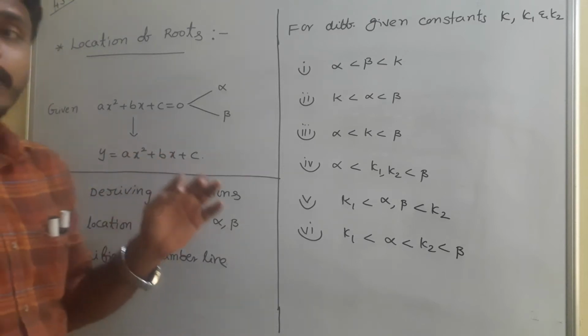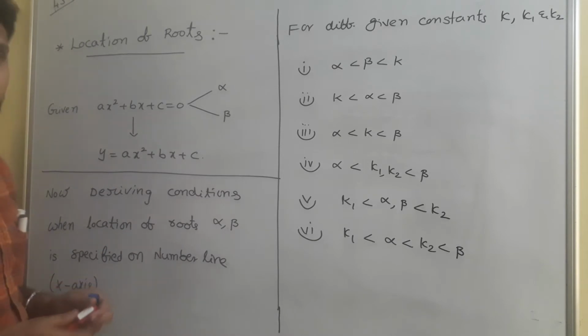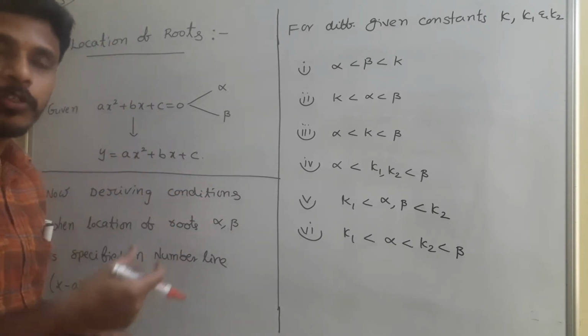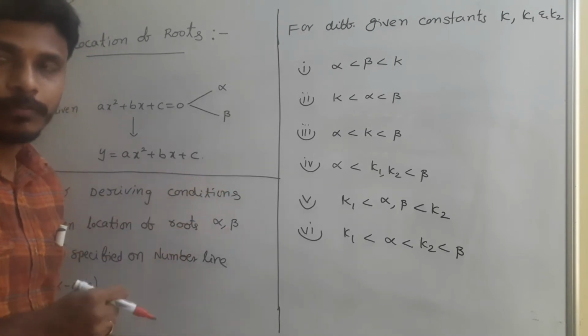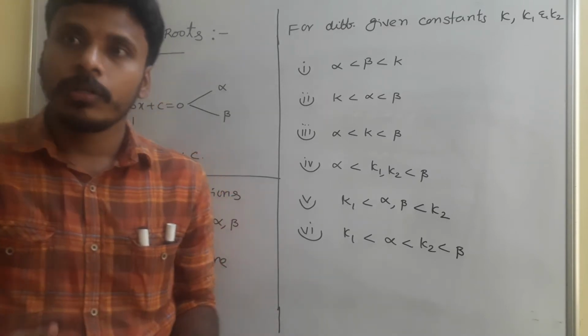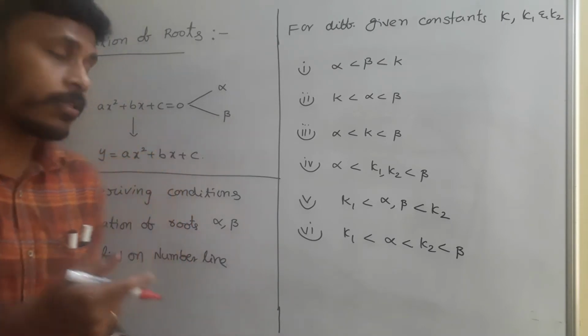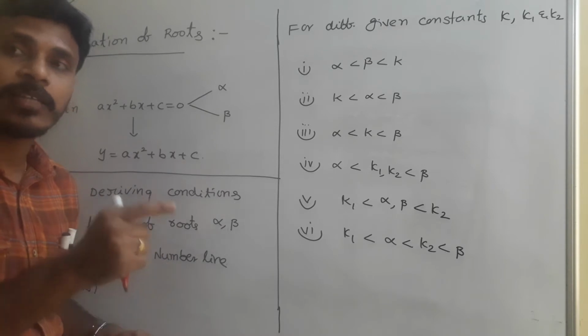Next idea is about location of roots. Location of roots means what? Location of roots means we are locating the exact position of roots. Actually, where will you get those roots? The roots are simply the values of x for the quadratic expression. Values of x will lie on the x-axis.